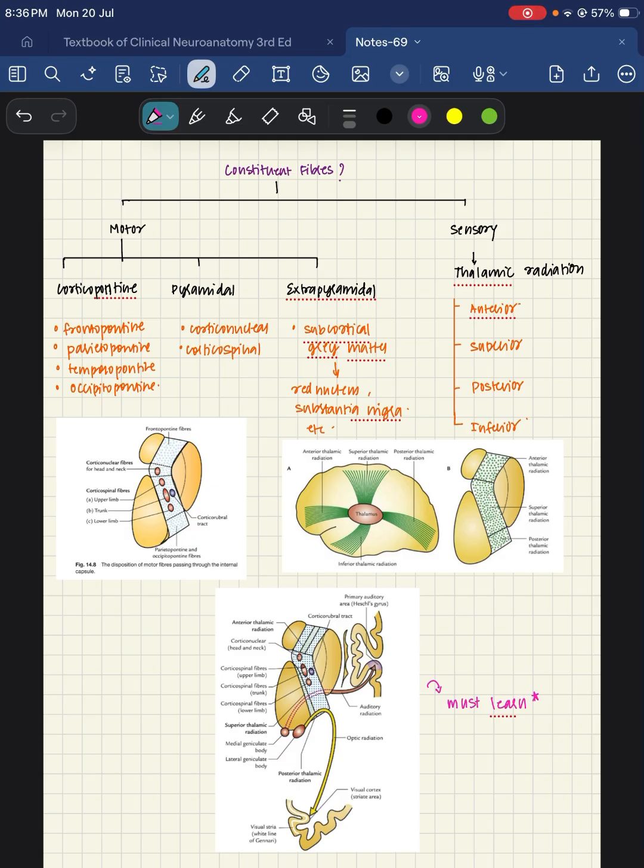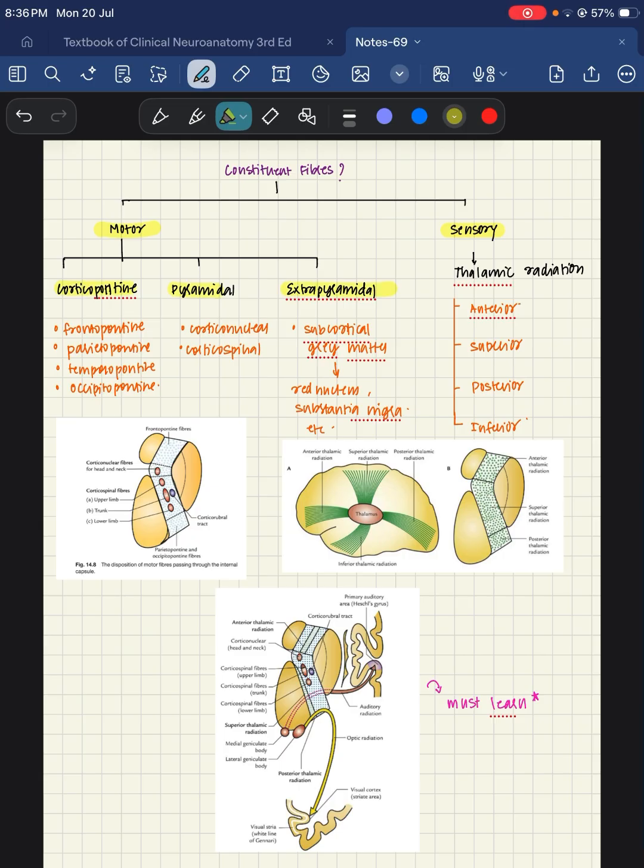So even a small lesion can cause paralysis, maybe half-sided paralysis like hemiplegia, or lower body paralysis like paraplegia, depending on whatever structures are involved. So let's come to what the constituent fibers are. There are two types of fibers, motor and sensory. Under motor we also have three types of fibers: you can see over here the corticopontine, pyramidal and the extrapyramidal fibers.